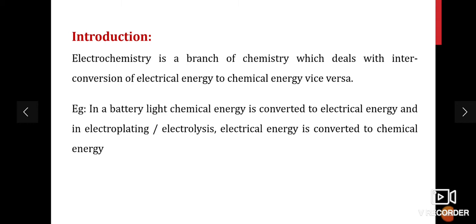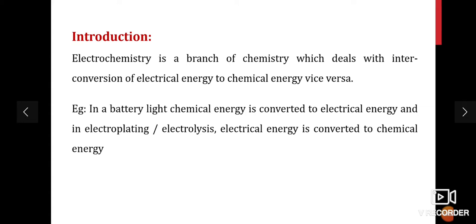So, the introduction part. What is electrochemistry? It is a branch of chemistry which deals with the interconversion of electrical energy into chemical energy, and vice versa. If you take a battery, in a battery chemical energy is converted into electrical energy, and in electroplating or electrolysis process electrical energy is converted into chemical energy.